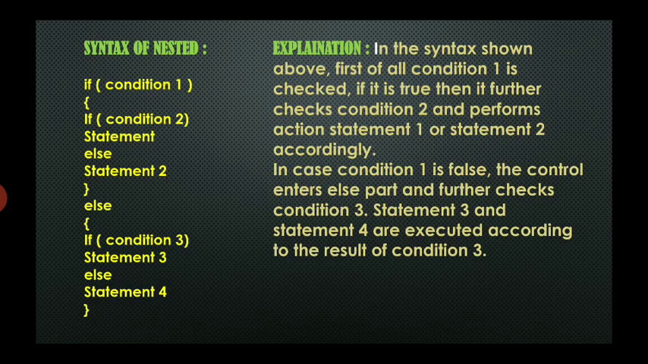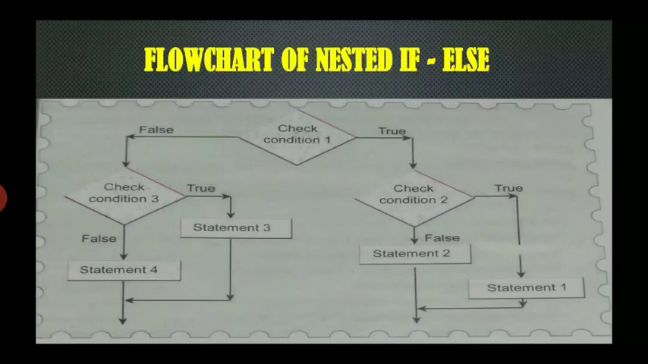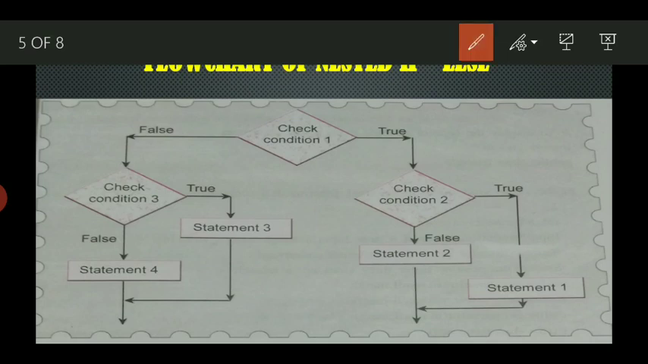Now we'll move to the same thing and explain it with a flowchart. So let's see the flowchart. If you see the flowchart properly, there are 3 decision boxes: one for condition 1, one for condition 2, and one for condition 3. First we'll check condition 1. Whenever there is a condition, always remember two answers will come, either it is true or it is false.